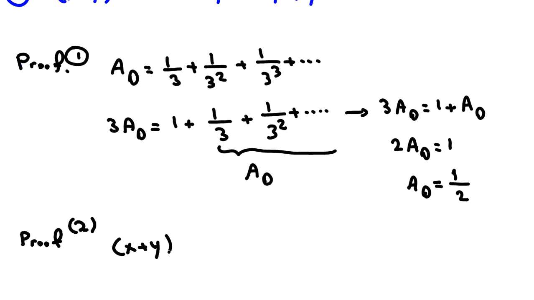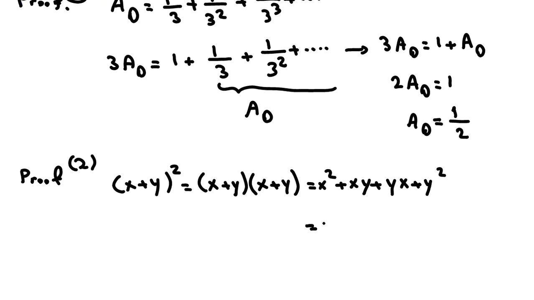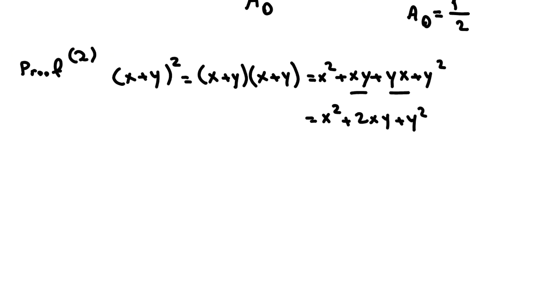(x plus y) squared equal to (x plus y) times (x plus y). And it will be what? x times x, x squared, x times y, xy, y times x, yx, and y times y, y squared. Because it is product, xy equal to yx, the order is not important, so you can say it will be x squared plus 2xy plus y squared. Now we want to prove third identity.